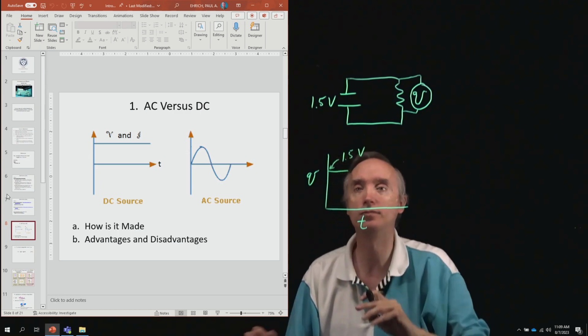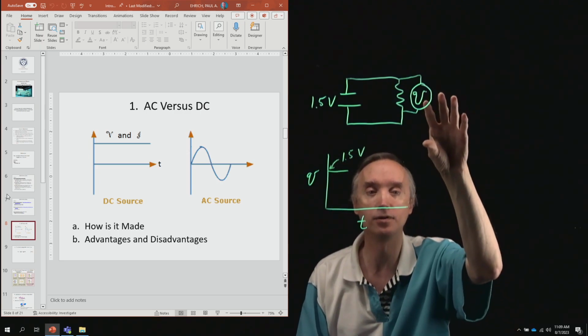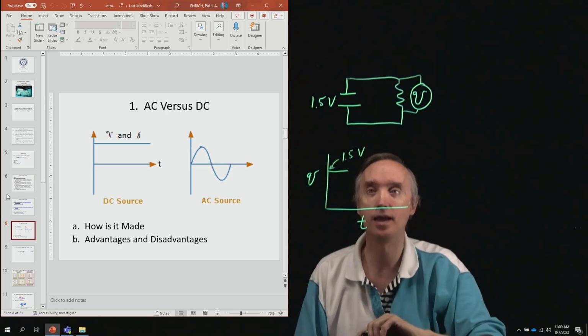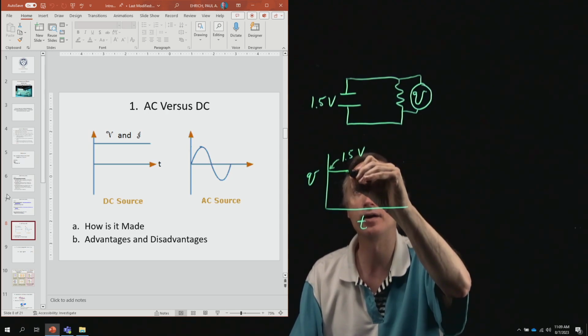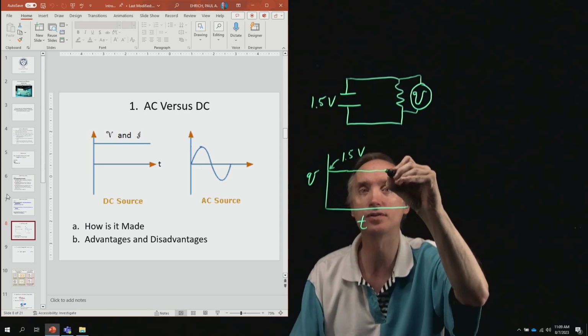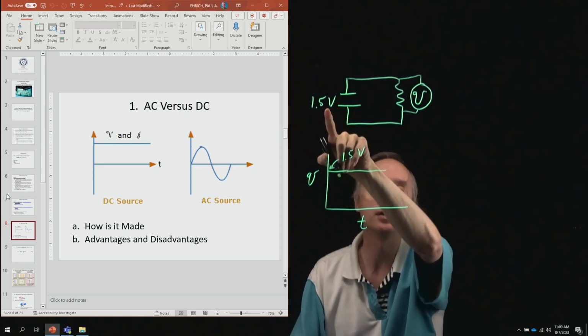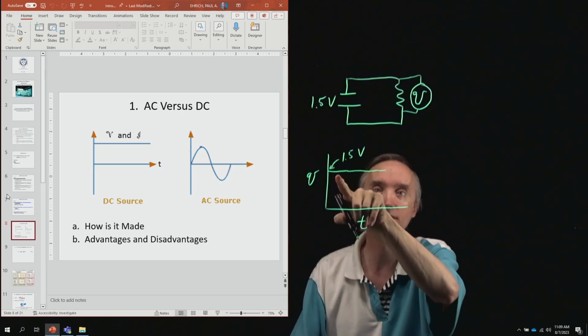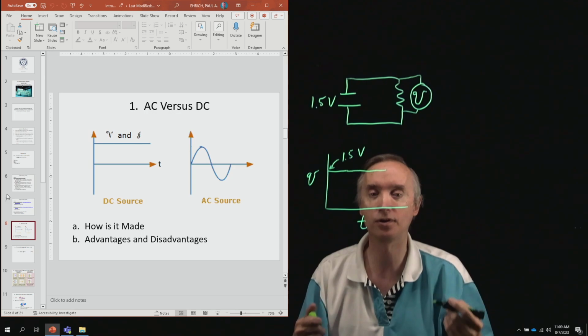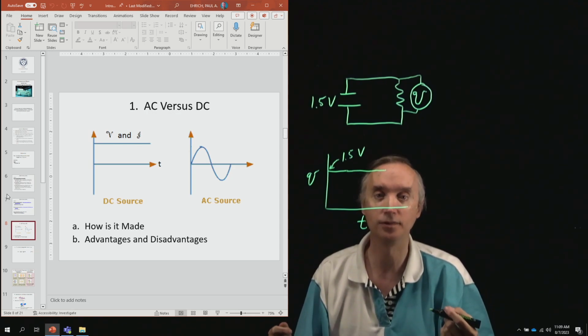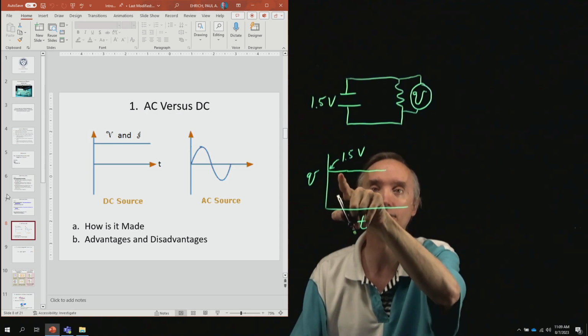And then we could measure the voltage on the voltmeter 10 seconds later, and it would turn out to be 1.5 volts. So no matter how long you watch this thing, as long as there's juice in the battery, it's going to make something like this. So this is going to be direct current, DC, and the voltage is going to remain constant.